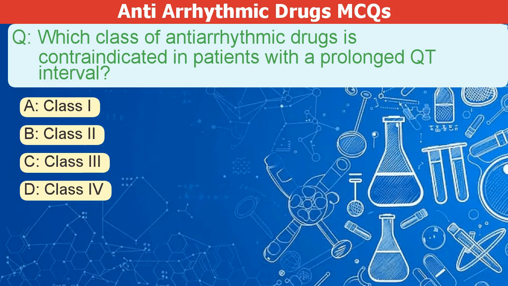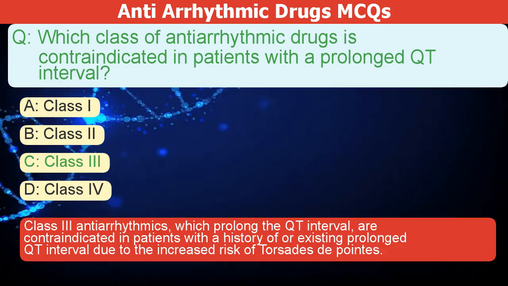Which class of antiarrhythmic drugs is contraindicated in patients with a prolonged QT interval? A. Class I. B. Class II. C. Class III. D. Class IV. The correct answer is C. Class III antiarrhythmics, which prolong the QT interval, are contraindicated in patients with a history of or existing prolonged QT interval due to the increased risk of torsades de pointes.